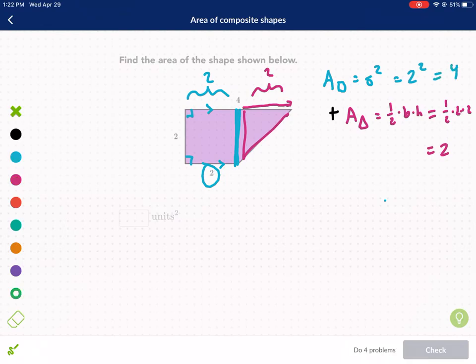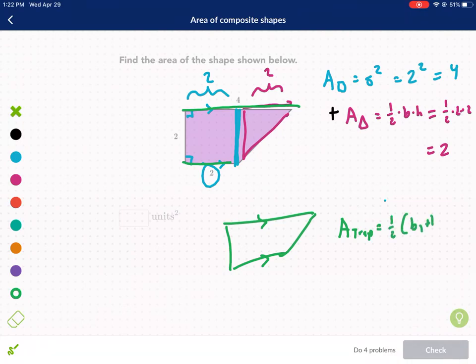Now, there's an easier way to do it. That's a compound shape, so I just kind of broke it down. But you could recognize that this is a trapezoid. It only has one set of parallel sides, and that's the definition of a trapezoid. So we can use the formula for a trapezoid. Area of a trapezoid equals 1/2 times base 1 plus base 2. It doesn't matter which one you call base 1 or base 2, as long as you add them together, times the height. Well, we know the height is 2, and the height always needs to be perpendicular.